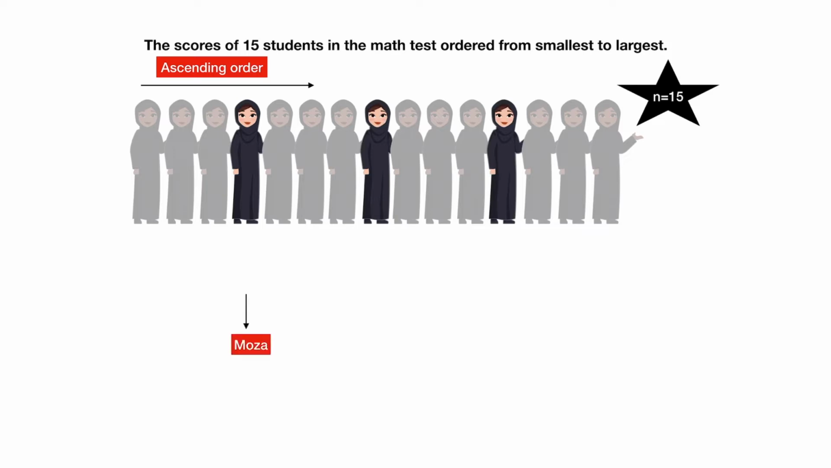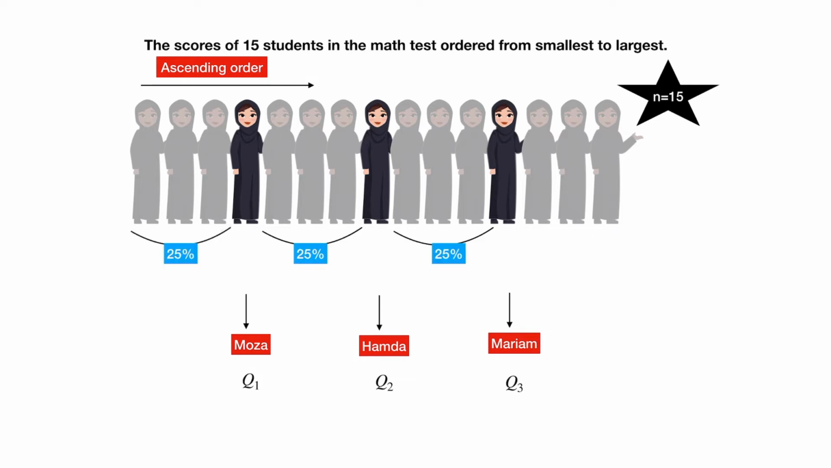Moza's score represents the first quartile, Q1. Hamda's score represents the second quartile, Q2. Miriam's score represents the third quartile, Q3. As we can notice, the Q1, Q2, and Q3 values divide the dataset into 4 equal parts. Each part is 25% of the dataset.